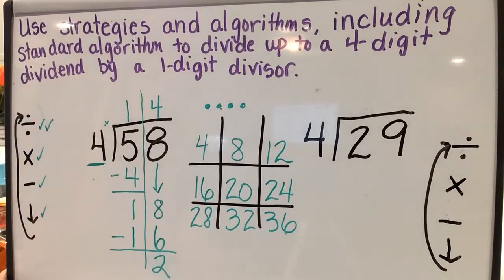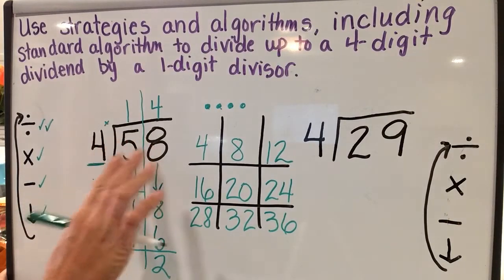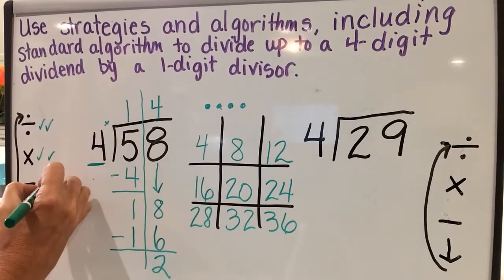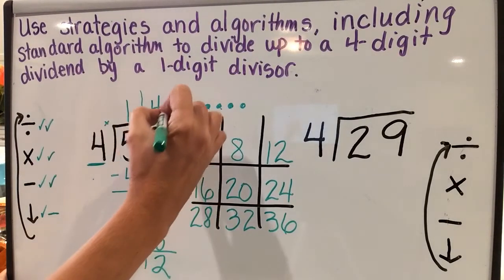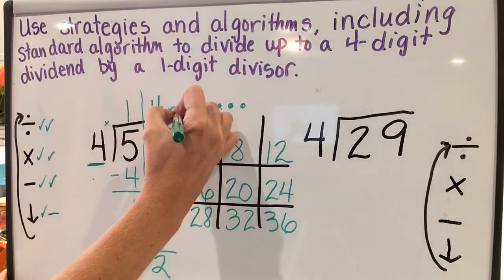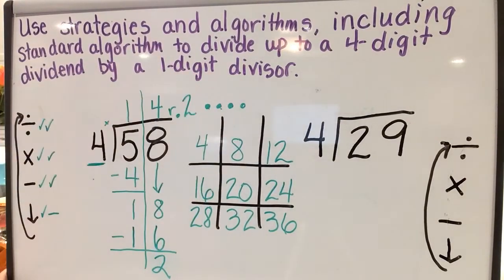There's nothing to bring down. So I know I'm finished, because remember, I just had to go through this twice. So I know I'm done. So a lot of times I put a dash there. Okay. So look here. I have a remainder of 2. All right, and so we can go over this.